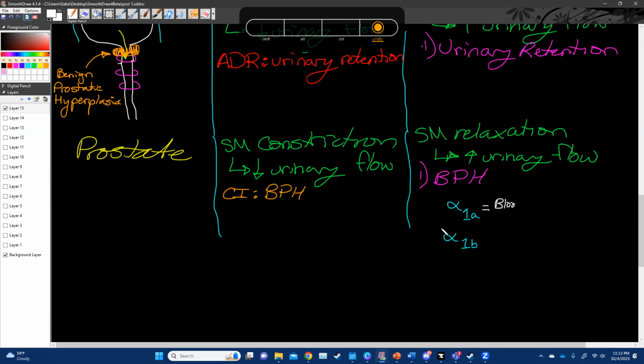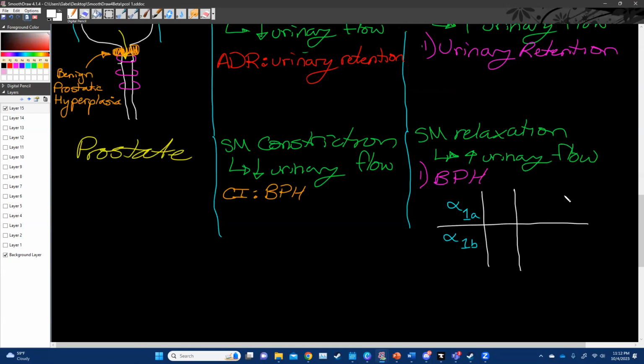I want to do it like a little chart. So we have the blood vessels and we have the prostate. Alpha 1A exists both on the blood vessels and on the prostate. Alpha 1B only exists on the blood vessels.